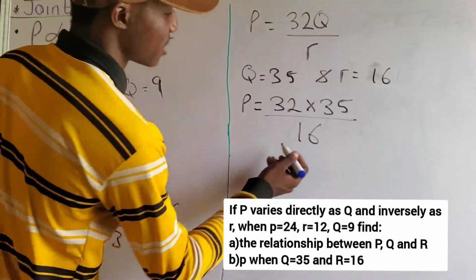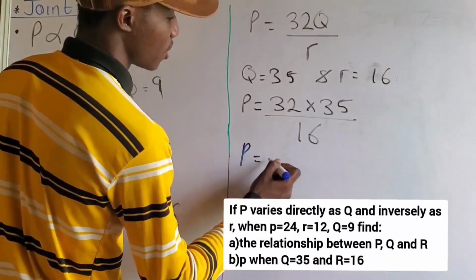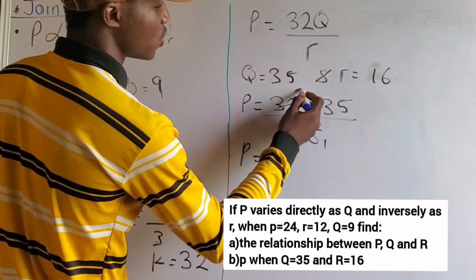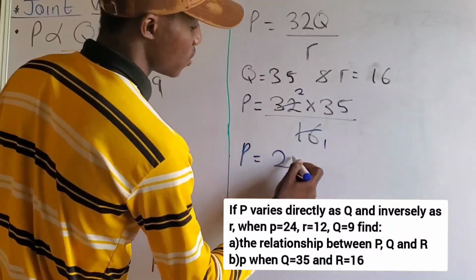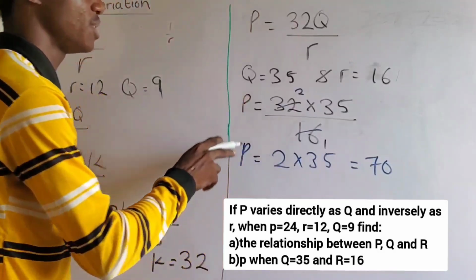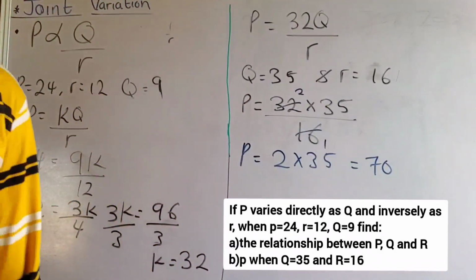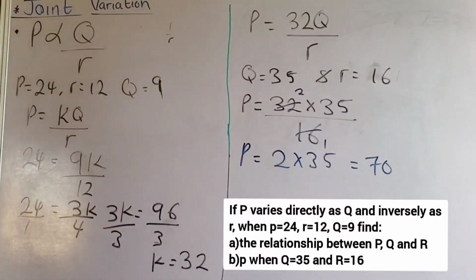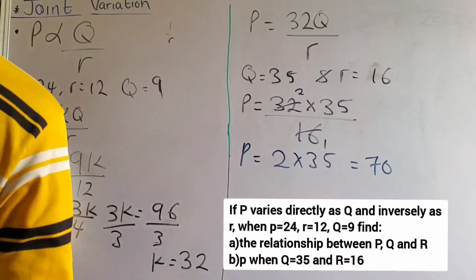32, okay, we can still divide. 16 here once, 16 here twice. So I'm going to have 2 times 35. 2 times 35 equals 70. So the value of P when Q is 35 and R is 16 is P equals 70. Do you understand? Okay, so that is the solution to that question.